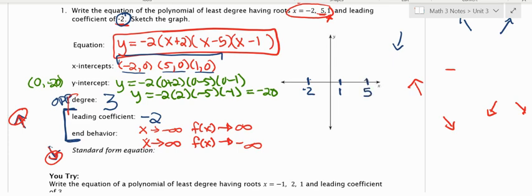I also know that I'm going to have a y-intercept of negative 20. So negative 20 is down here, and it's not to scale because it'd be hard to fit negative 20 on there. But basically, I know whatever I draw has to pass through these four points somehow. Some curve has to pass through there.